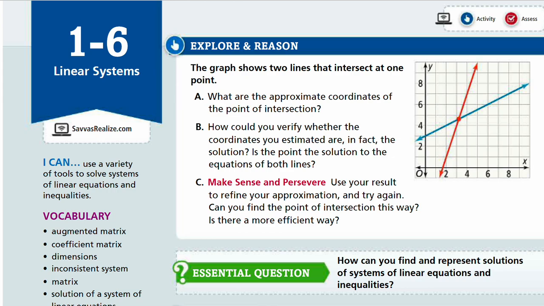Hi everyone, this is Algebra 2, Lesson 1-6, Linear Systems. In this lesson, we'll be able to use a variety of tools to solve systems of linear equations and inequalities.